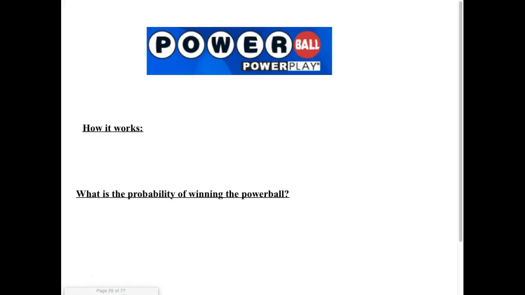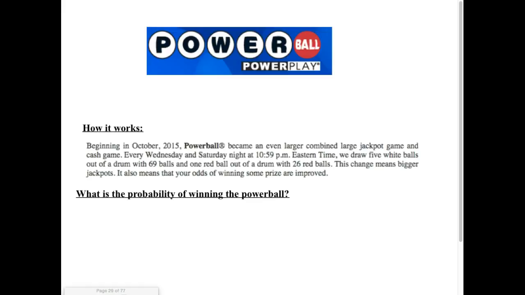So first thing we're going to talk about is the Powerball. This is something a lot of us adults play as a quick scheme to get money. It's a very interesting probability equation and problem. All right, so how it works.